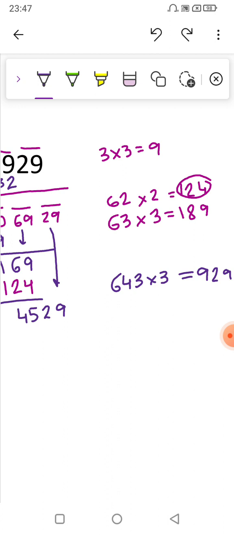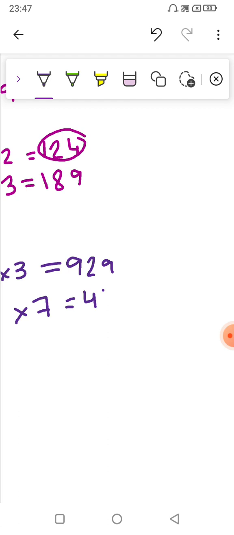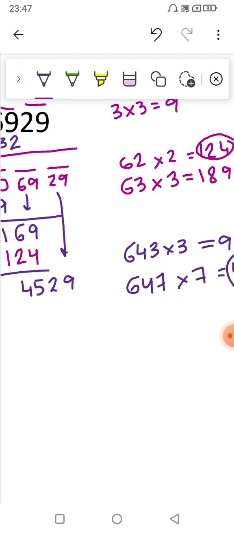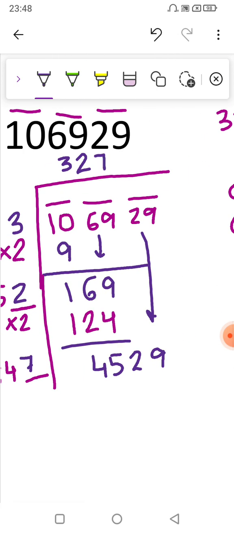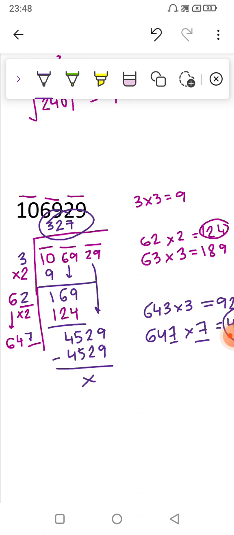So let's take a greater number. Let's take 67. 647 into 7. You see, we've got 4529. See, we've got the same number we were looking for, that is 4529, and it will be 7. So we are going to write 7 over here and 7 over here as well. And we have got the number that is 4529. So no remainder, which means it is 327.